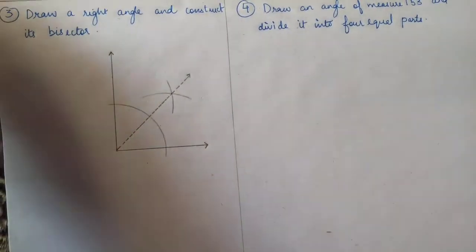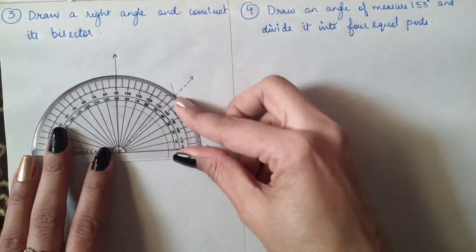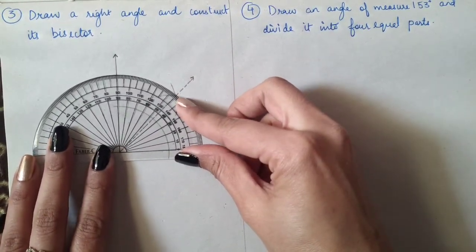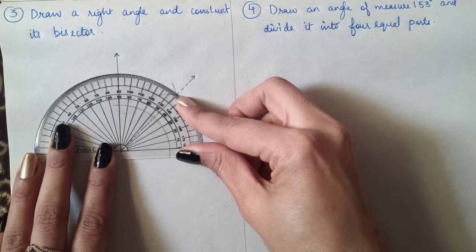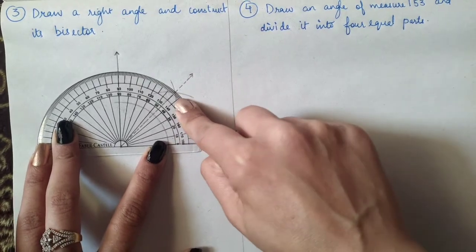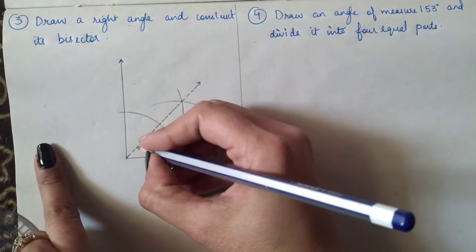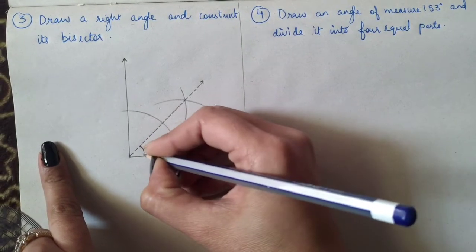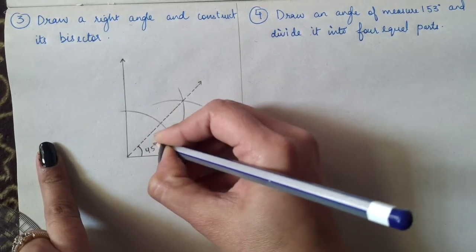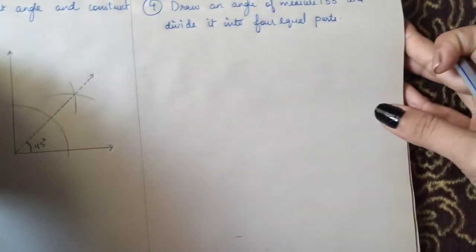We'll just check if we got exactly 45 degrees or not. Yes, that was our 90 degrees here, and that's our 45 degrees. Great, so we have done it correctly. High five to me. Okay, fine. So that's done, third question. Let's move on to question 4.